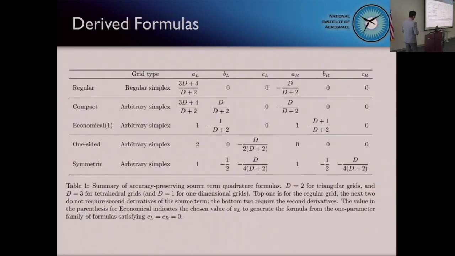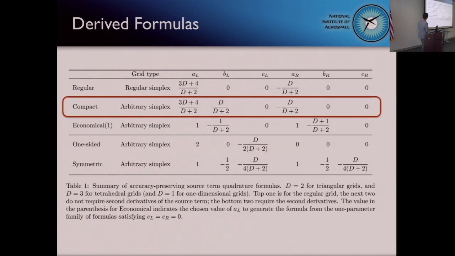So we have a table of these formulas, and for our purpose, unsteady 3D Navier-Stokes, the most practical formula is this. This is the one we've been using, and it is compact and economical, and it also contributes a larger diagonal for the implicit scheme, the Jacobian implicit scheme.